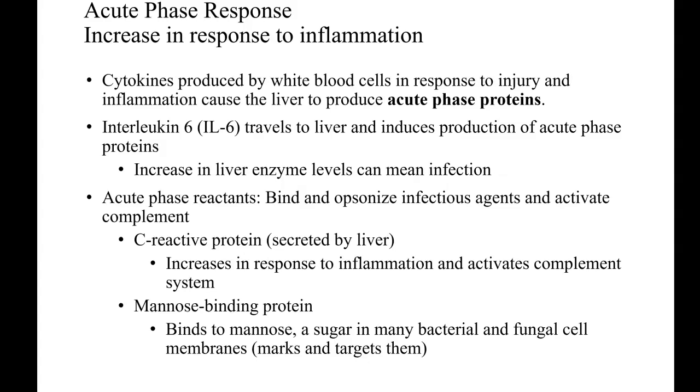The liver secretes C-reactive protein. This is actually in response to inflammation and can activate complement. This is something that clinicians can measure to find out if there is inflammation in the body. So if those C-reactive protein measurements are up, that means that the patient probably has a lot of inflammation.